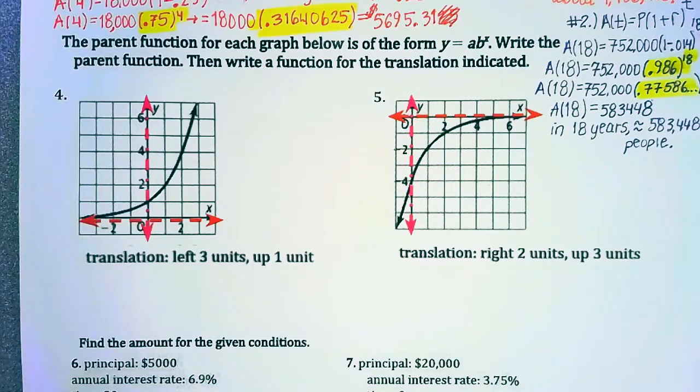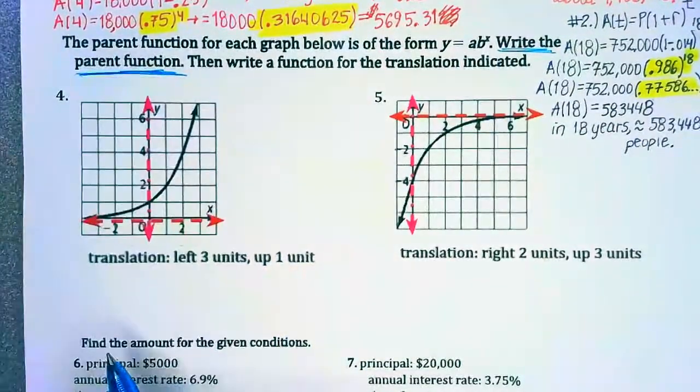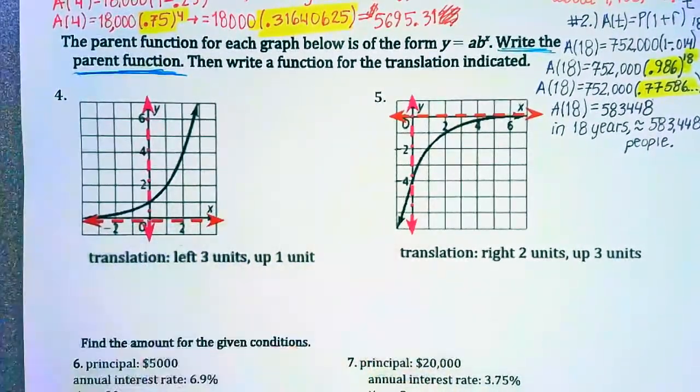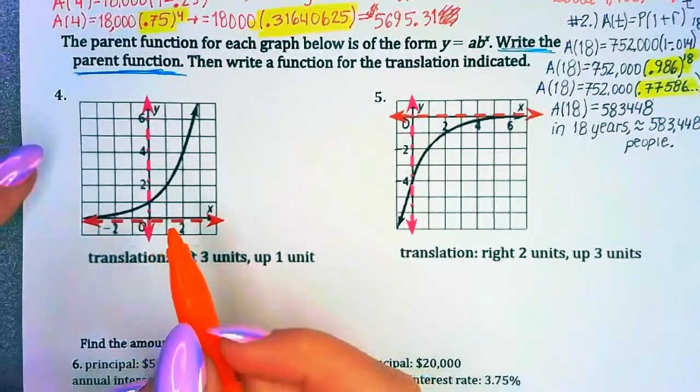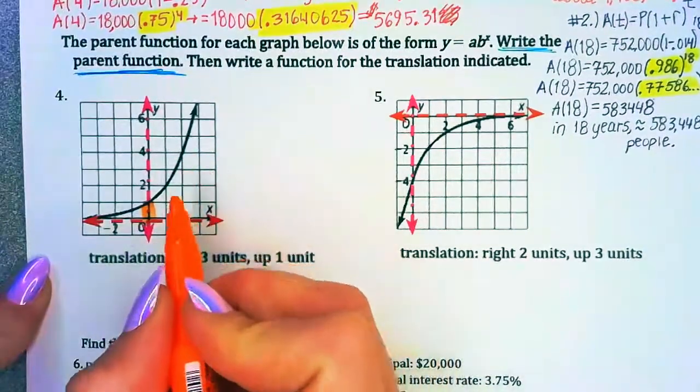The parent function for each graph below is in the form y equals a, the vertical stretch, compression, or reflection, times b, in this case the base of the exponential function, raised to the x power. Write the parent function. That's one part of the instructions. Then write a function for the translation indicated. If it's a parent function, there is no shifting left or right. There's no shifting up or down. That means your horizontal asymptote is at the line y equals 0. The function is exactly 1 unit above the horizontal asymptote when x is 0.